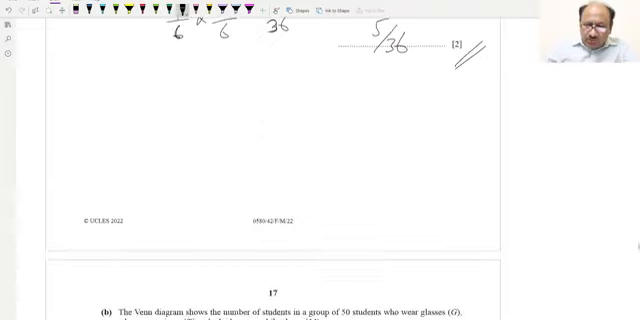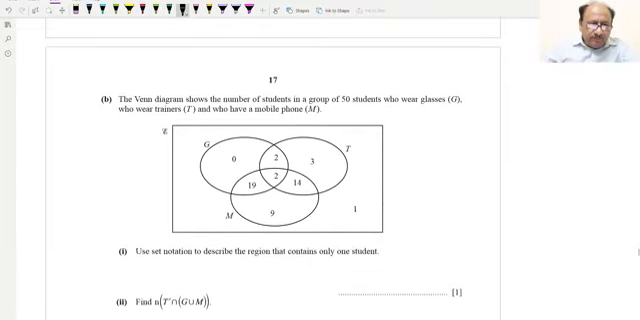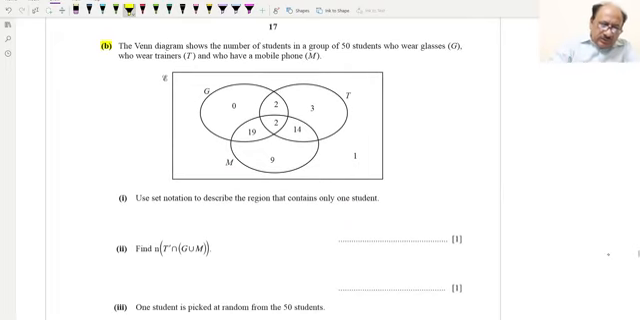Hopefully you understood this. Next is B part, and the B part is a Venn diagram question. It says the Venn diagram shows the number of students in a group of 50 students who wear glasses, G, who wear trainers, T, and who have a mobile phone, M. So these are basically G, T, and M. Use set notation to describe the region that contains only one student.